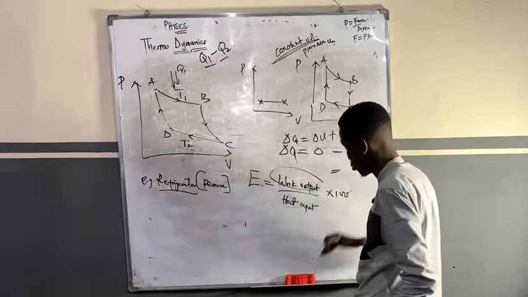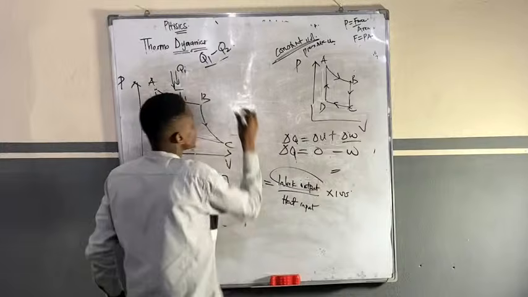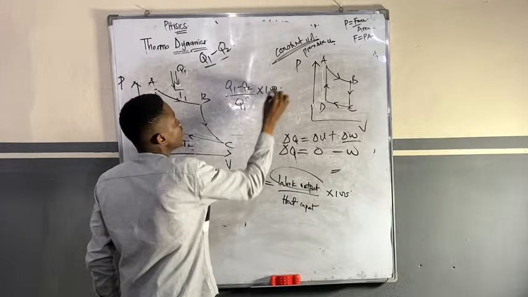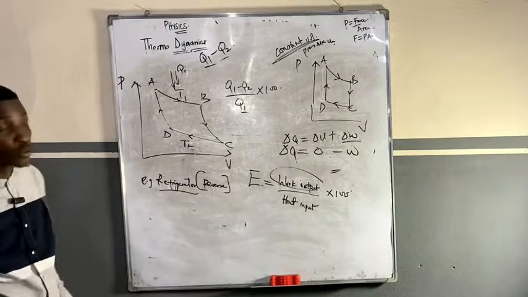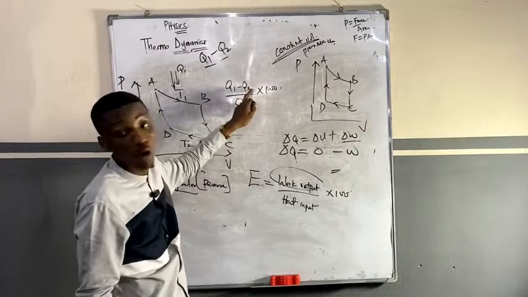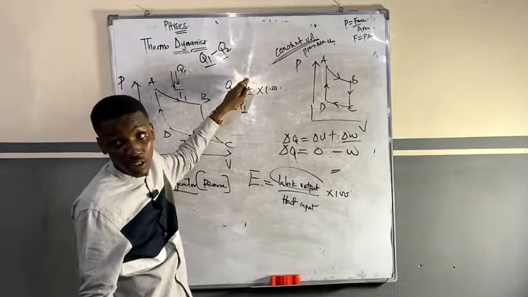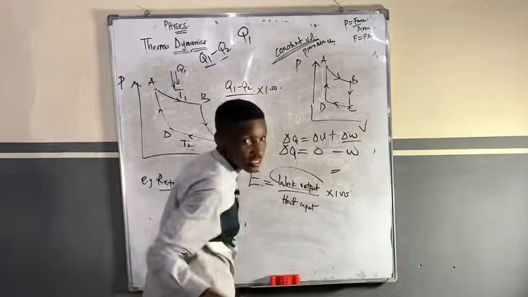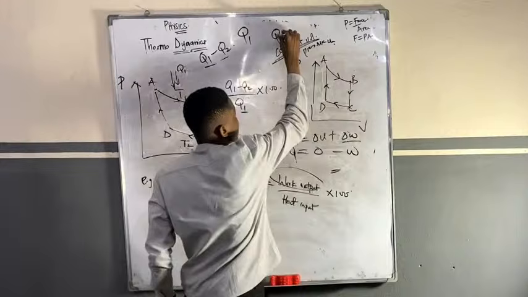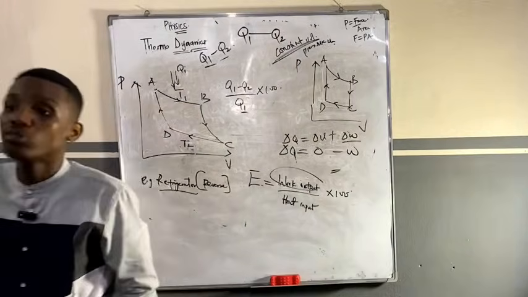There are formulas, but I'll show you what we use. We have one for efficiency: Q1 minus Q2 over Q1 times 100. Q1 is the input, what you are putting in. Q2 is what remains. At a particular time, you had heat into the system. You come back and what is left has been lost. The output is what you have used for energy.